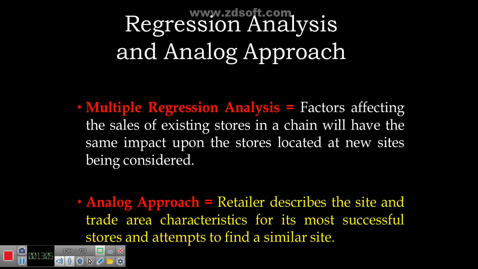Then the last approach, the analog approach. According to the analog approach, the retailer describes the site and trade area characteristics. So two aspects here: one is the site characteristics, and the other is the trade area, the area surrounding the site. The retailer describes the site characteristics and the trade area characteristics for its most successful stores and attempts to find a similar site. Okay, so this is quite easy to understand.